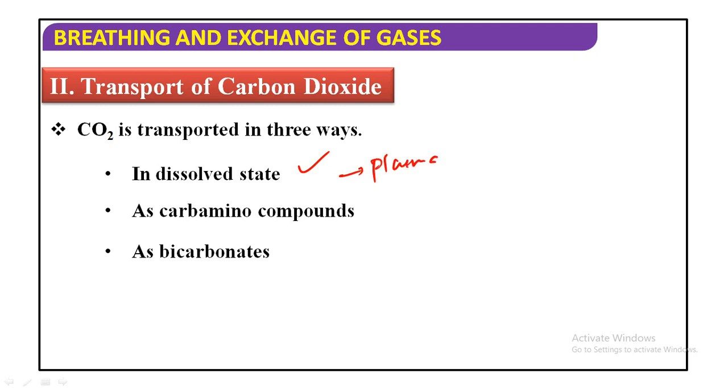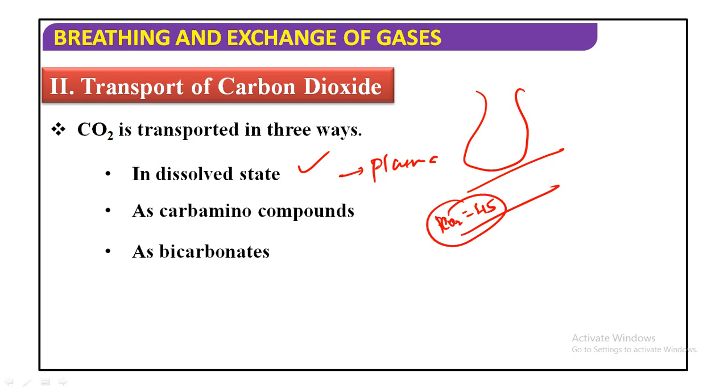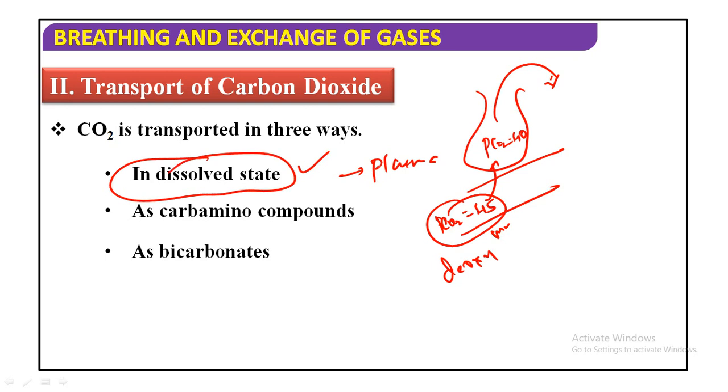In the alveolus, the PCO2 in deoxygenated blood was 45 mmHg. Inside the alveolus the PCO2 is around 40 mmHg. So from 45 to 40 it will transfer straight, right, and exit through the alveolus. That kind of exchange is called the dissolved state, which happens in the plasma.